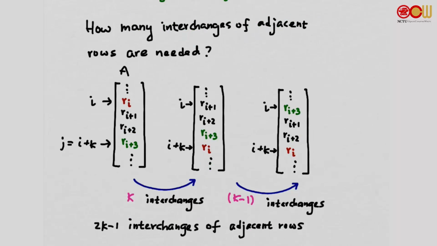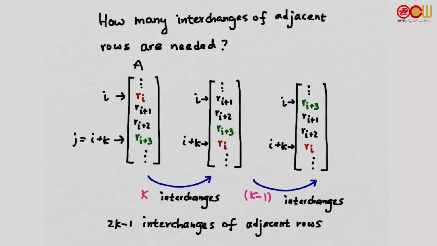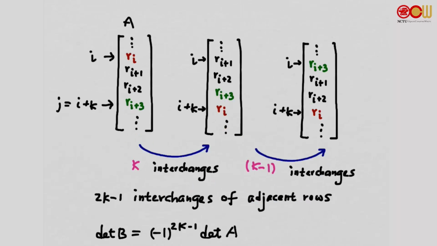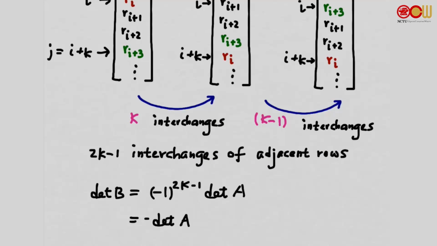Altogether, we need 2k-1 interchanges of adjacent rows. And remember, 1 interchange of adjacent rows means an extra factor of -1. Now we have determinant B related to determinant A by a factor of (-1)^(2k-1). So there we go.